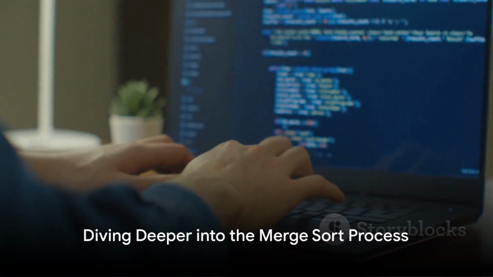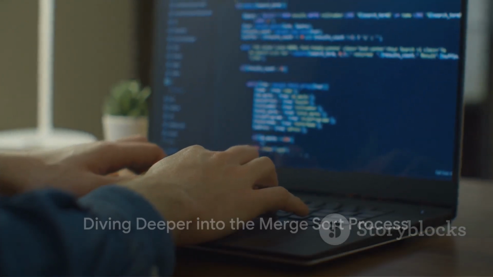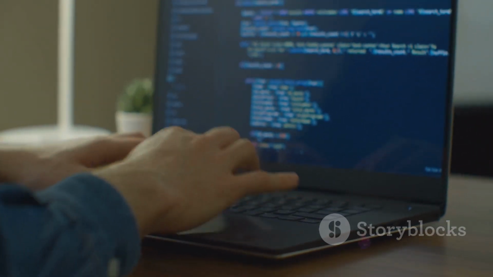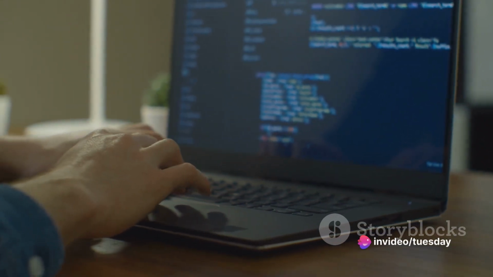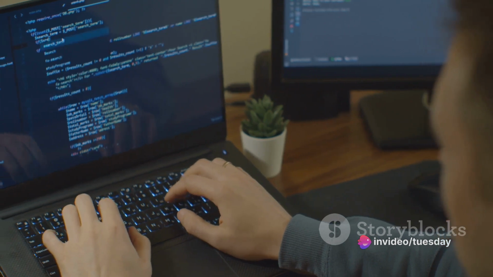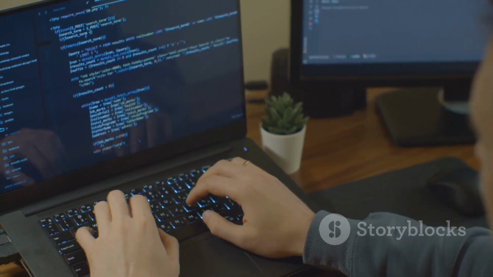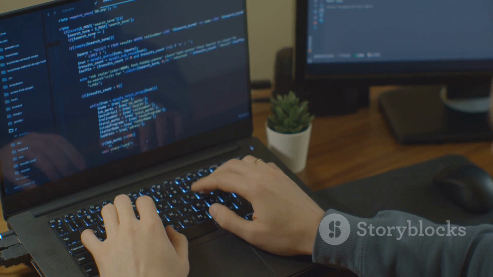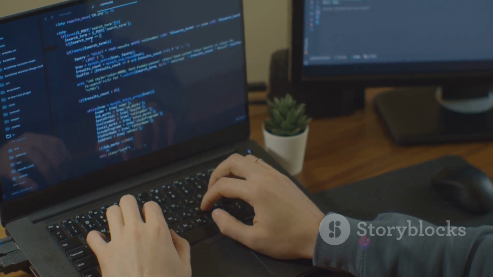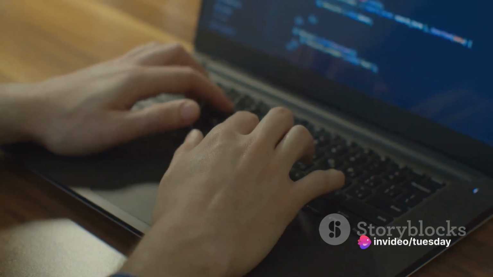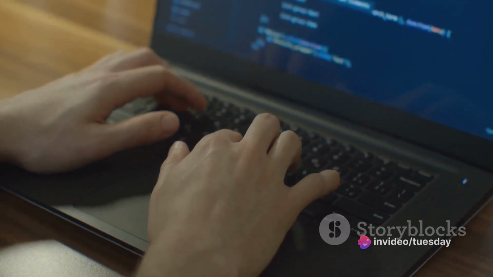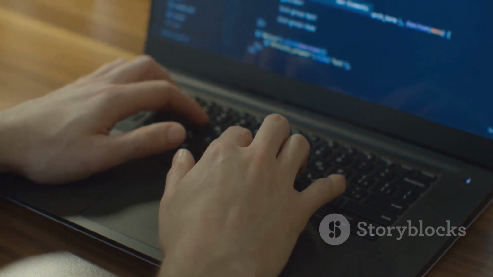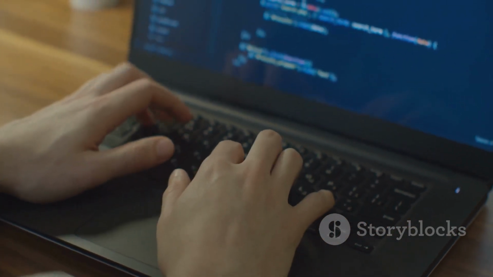Now that we understand the basic concept, let's delve deeper into how MergeSort works. Imagine you've got a messy bookshelf with books of various sizes and topics all jumbled together. You want to sort these books by size, but how do you go about it? The MergeSort method would have you first divide the bookshelf into two halves, then divide those halves again and again until you're left with individual books. This is the divide phase of MergeSort, where we break down the problem into smaller, more manageable ones.